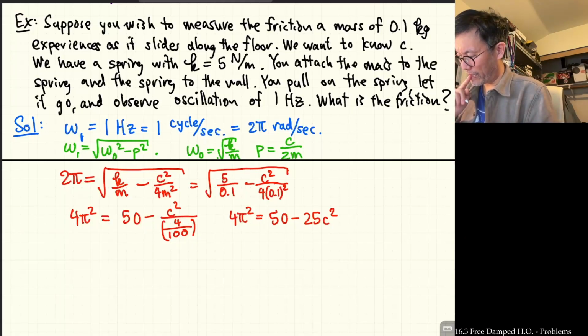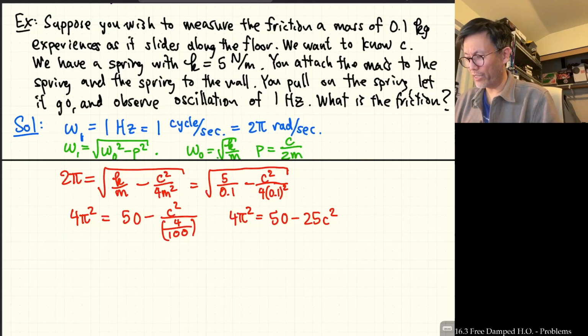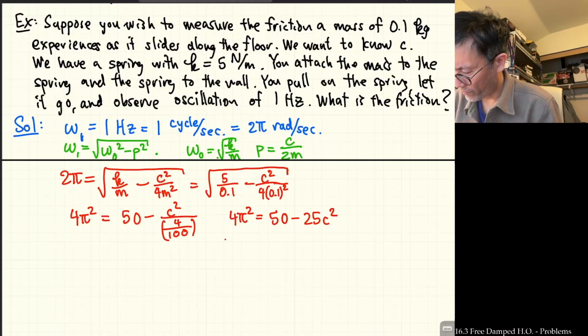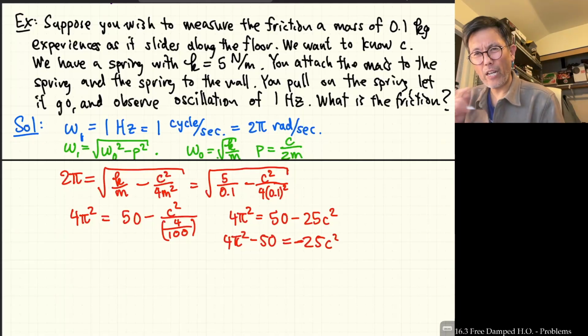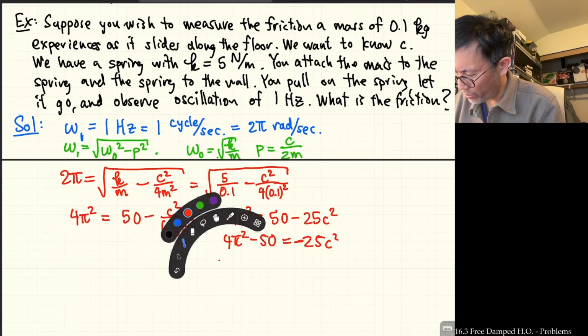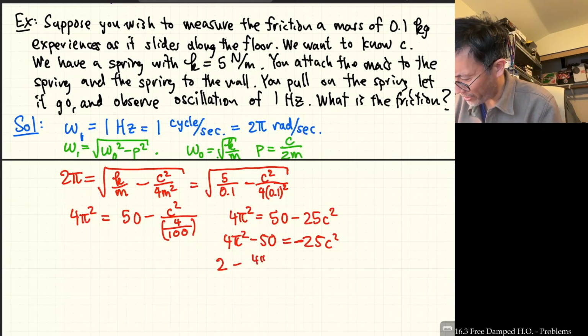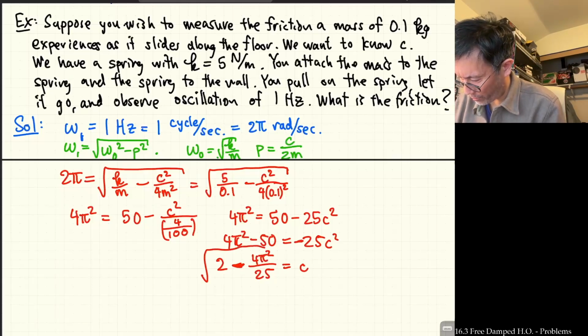And then what am I trying to do? Oh, I'm trying to solve for C squared. Or C, rather. So I subtract 50. And then I divide by negative 25. And then I'm going to rewrite it a different way, because negative 50 divided by negative 25 is 2. And then I have 4 pi squared over 25. This is C squared, so C is going to be the square root of this.